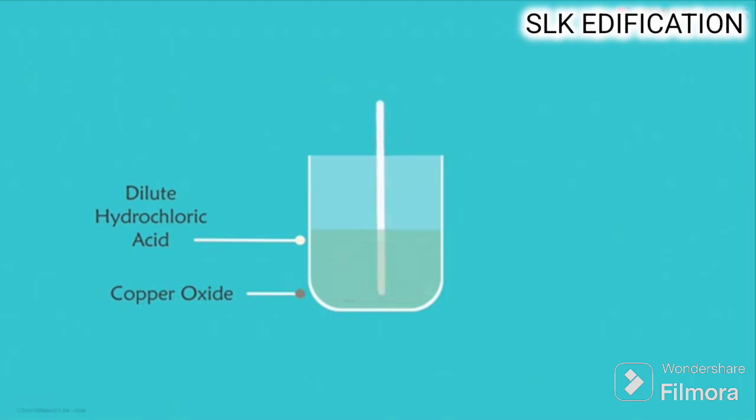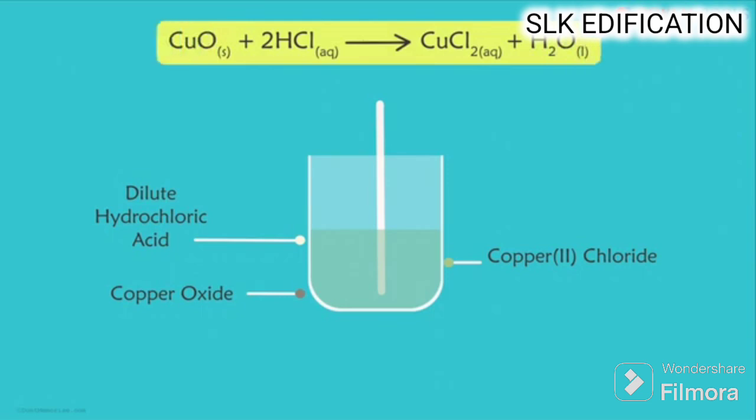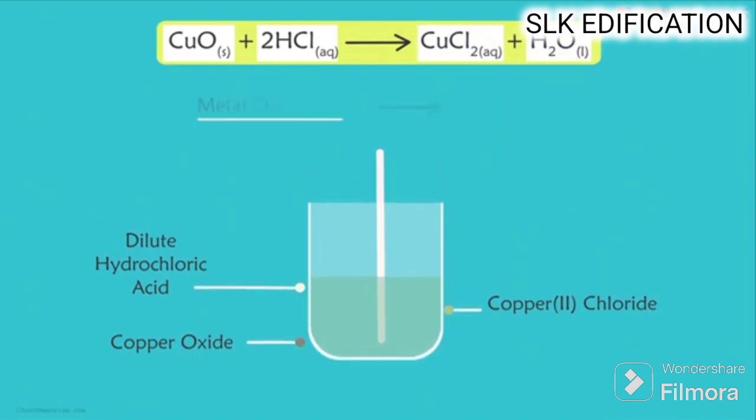Why does the solution turn bluish-green? It's because of the formation of copper chloride. This is a neutralization reaction in which the solid copper oxide reacts with hydrochloric acid to produce a soluble salt, copper chloride, and water. The general form of the reaction can be written like this.